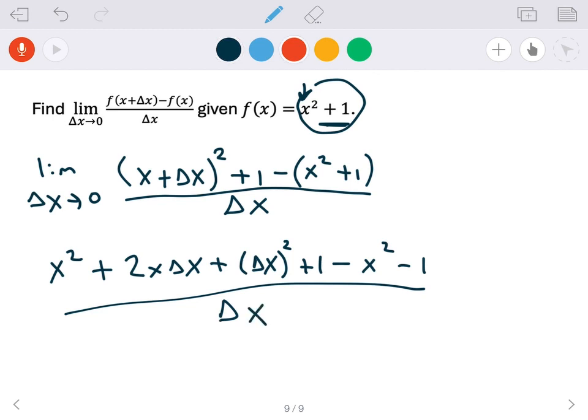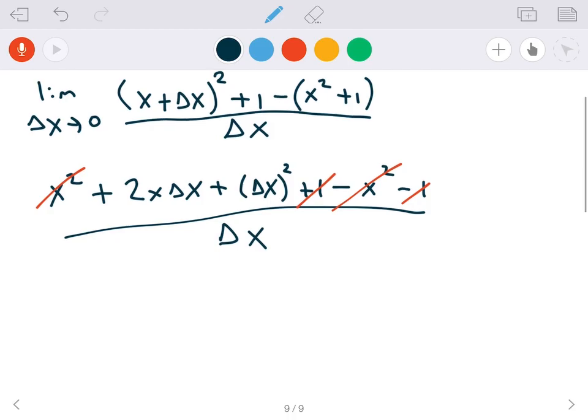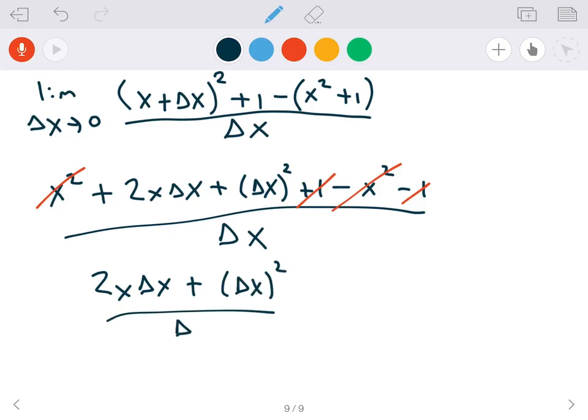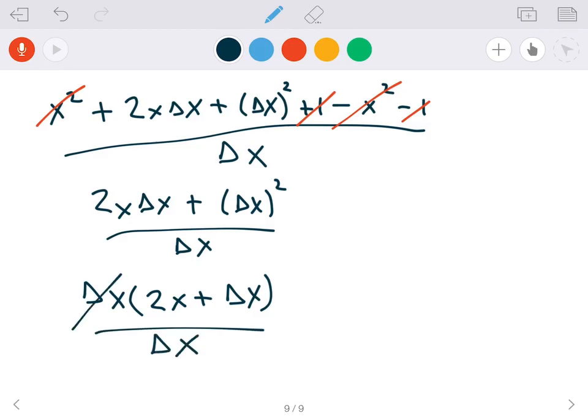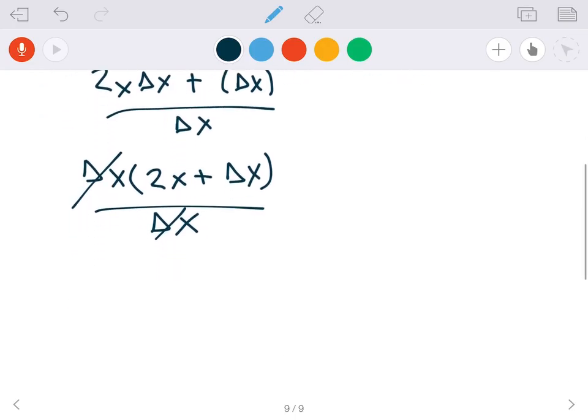And I'm hoping some things cancel at this point, and they do. x squared minus x squared, 1 minus 1, and let's see what we've got left. So I have 2x delta x plus delta x squared over delta x. And what I notice is there's a delta x in every term, so I can cancel it out. To show that properly, on the top I'm going to factor out a delta x. When I factor that out, I get 2x plus, if I factor out a delta x here, there's still a delta x left, over delta x. And then I can properly show those canceling out. And I think I'm ready to rewrite my limit.